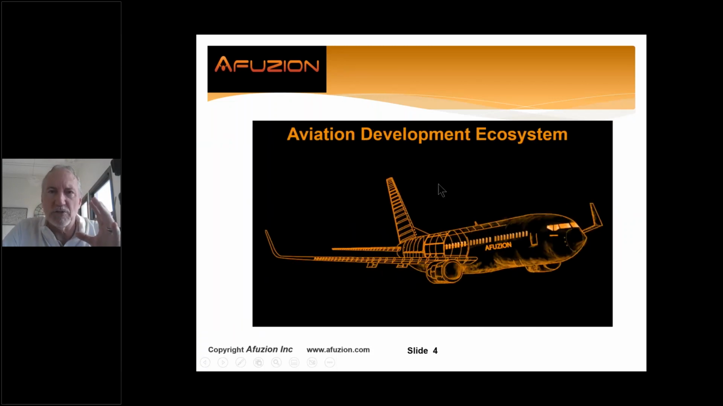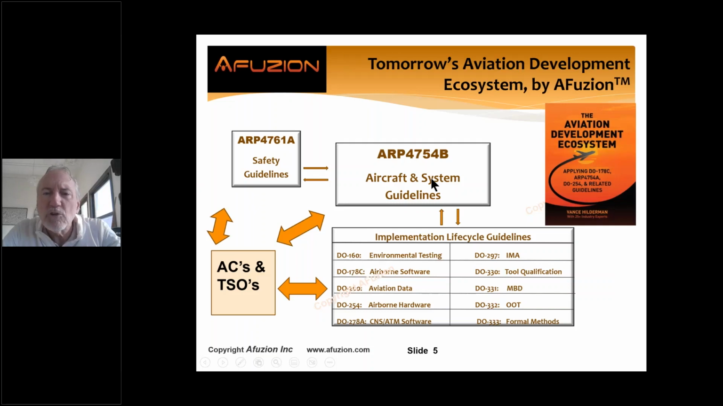The ecosystem, it's not just 178 for software or ED12C in Europe or ED80 for hardware in Europe, DO254. It's actually much more than that. We call it the ecosystem, okay? It looks like this. We're going to focus here on the software, hardware, planning certification document. But never forget, folks, increasingly the world is expanding, the universe. Your world of certification is also expanding.